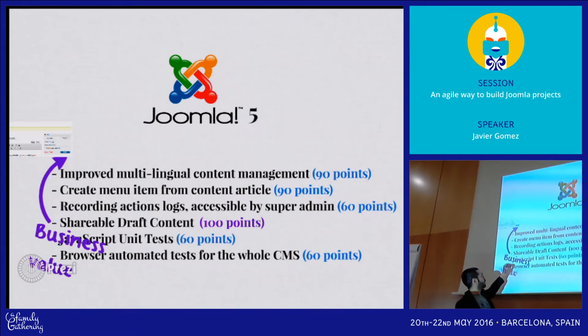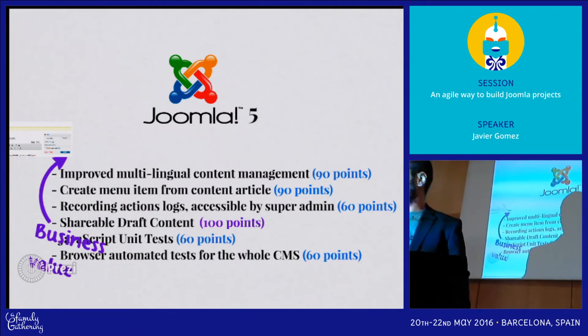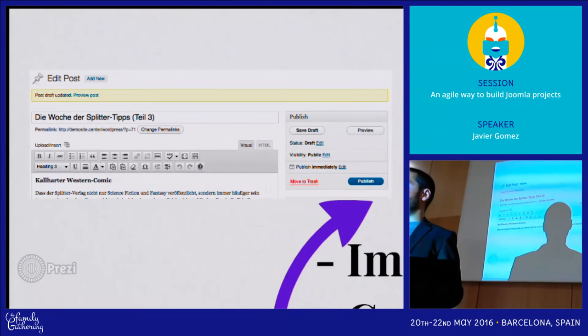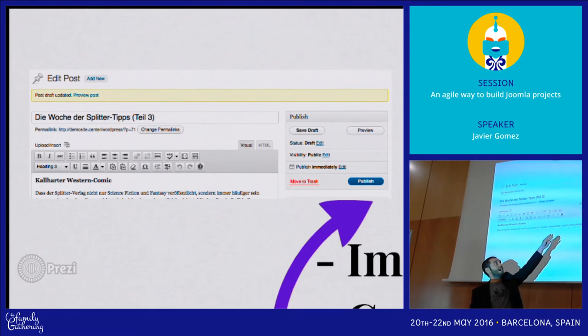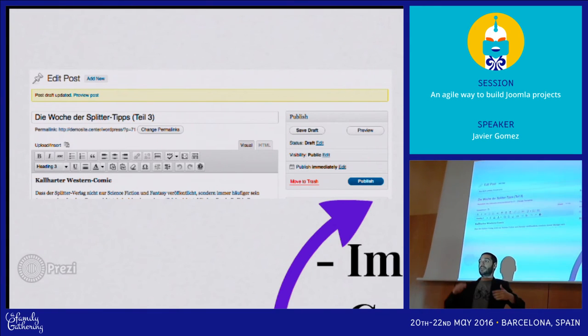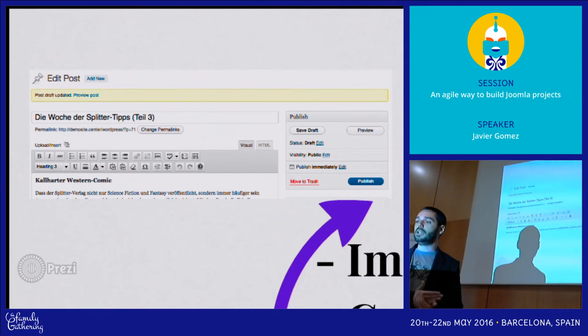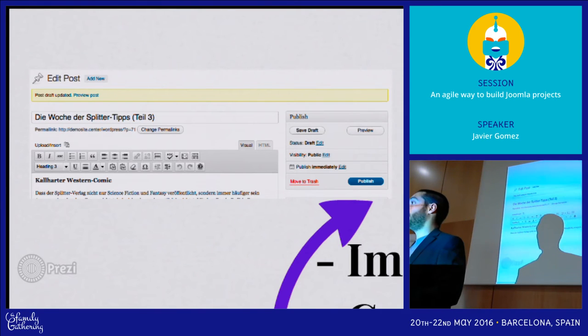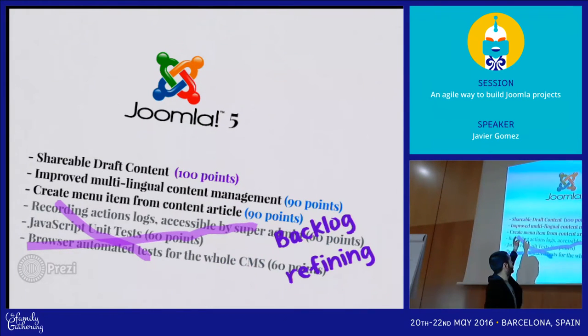For example, we have the shareable draft content. Let's say that the product owner says, oh, we are far behind WordPress in terms of draft content, because in WordPress they have this save draft button since the very beginning, and Joomla doesn't have it by default. So if we want to compete against WordPress, we really need to have it now. It's very important. So the product owner says that the shareable draft content is going to be the most important thing that he wants first. So he's changing the order of the things that we are going to do.